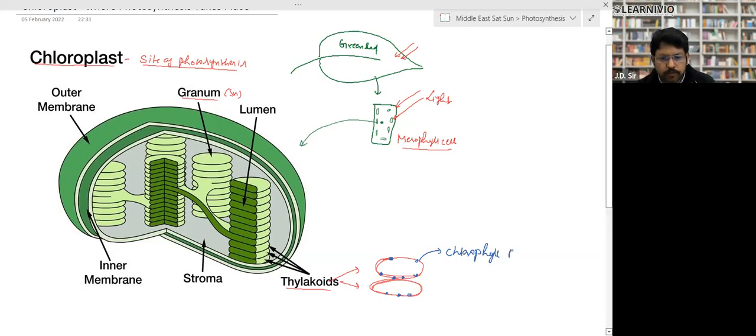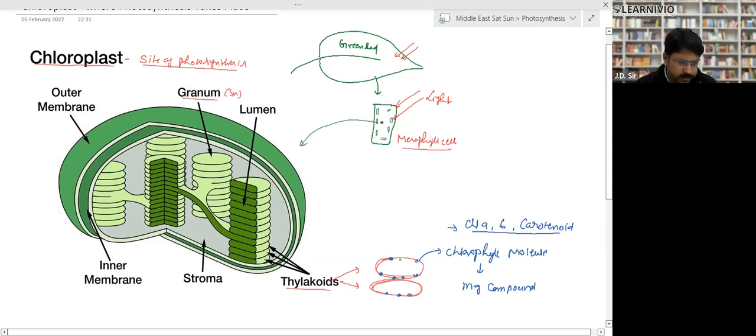So these chlorophyll molecules are basically magnesium compounds. The main molecule which is responsible for photosynthesis is the chlorophyll A molecule, and sometimes chlorophyll B molecule as well, right? So there are three molecules: chlorophyll A, chlorophyll B, and carotenoid. These three things are responsible for photosynthesis, right?